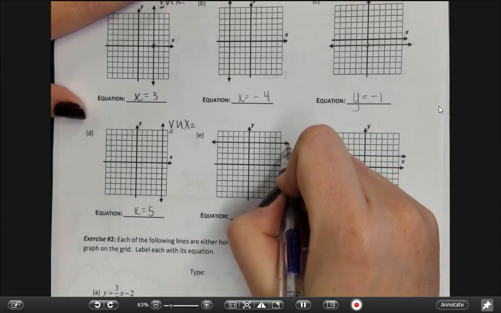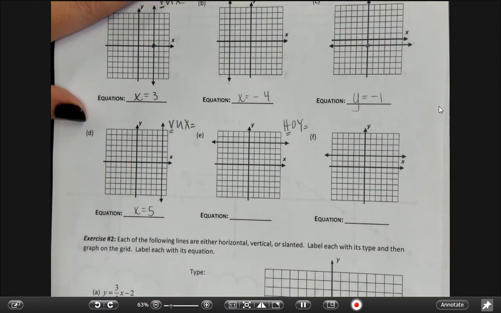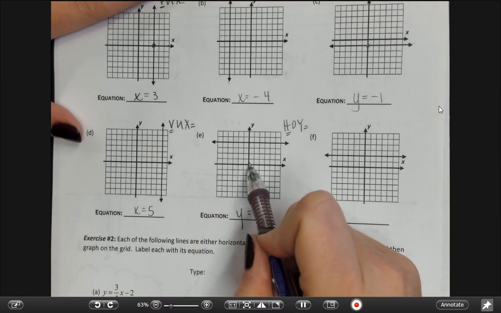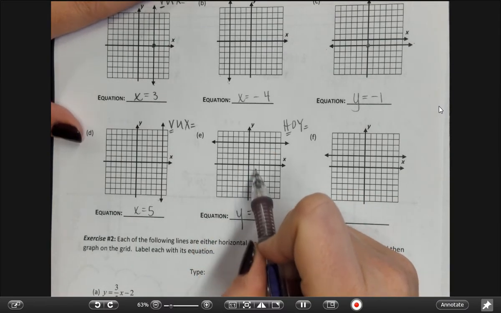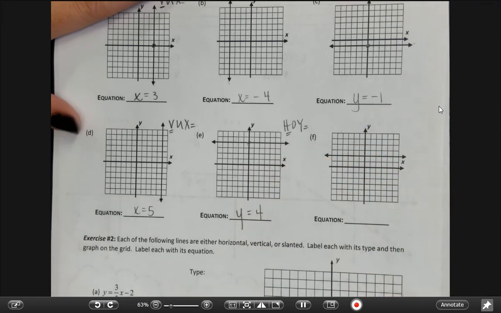Horizontal or vertical? Horizontal, so I'm a hoi. Horizontal lines have y equals. Well, what is y equal? Y equals the y value where this graph goes. So 1, 2, 3, 4. So y equals 4.